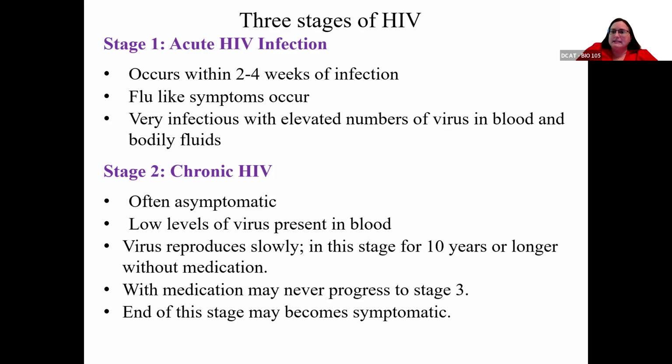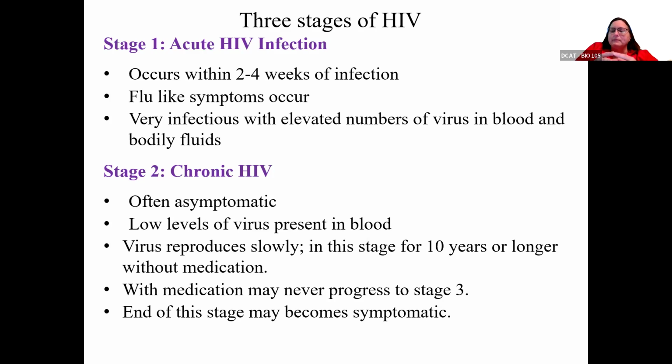Then during this time, they are very infectious, okay, which means they can spread the virus very easily. The reason why they're so infectious during this time is because they have elevated numbers of virus in the blood and the body fluid. So what happens during this time frame, the immune system has not really started to attack it yet. And it's because of the way that the HIV virus enters our cells. And we're going to talk about that in a moment.